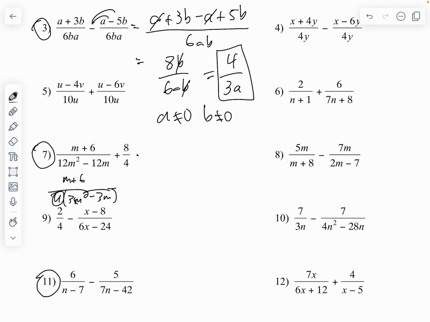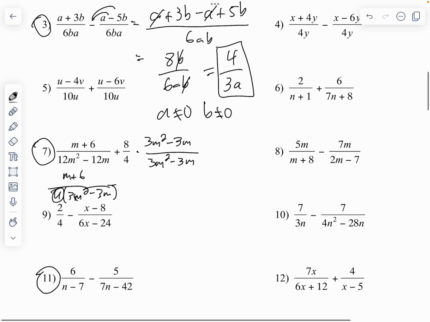So here, do we get a common denominator? I just need to multiply by 3m squared minus 3m on the top and bottom. Now, if I do some distributing, hopefully I have enough space here. If I don't, I'll just add another page. And you should definitely be doing these in your notebook. I don't think there's enough space on this page to do them.